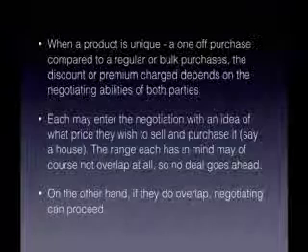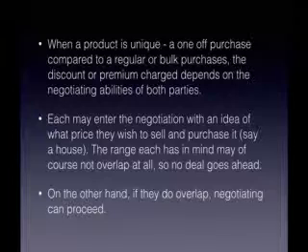No pun intended there. Now, when a product is unique, such as a one-off purchase compared to a regular or bulk purchase, the discount or premium charge depends on the negotiating abilities of both parties, and that's what I'm just going to look at in the end of this tutorial. Each party may enter the negotiation with an idea of what price they wish to sell or purchase at, say a house. The range each has in mind may of course not overlap at all, so no deal goes ahead.